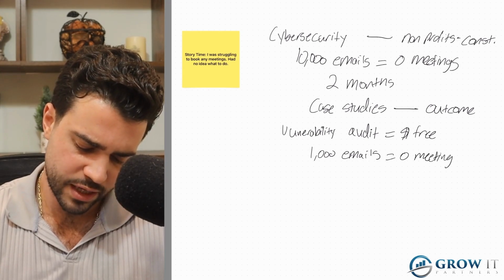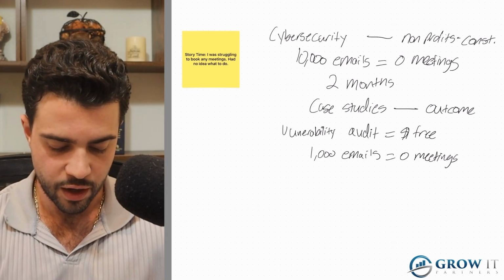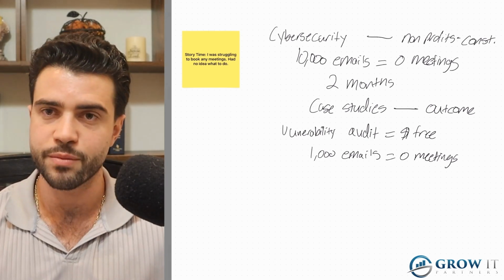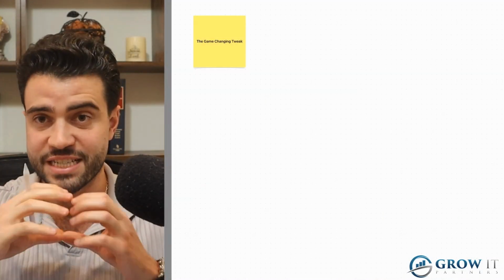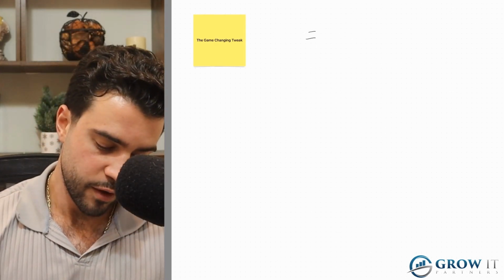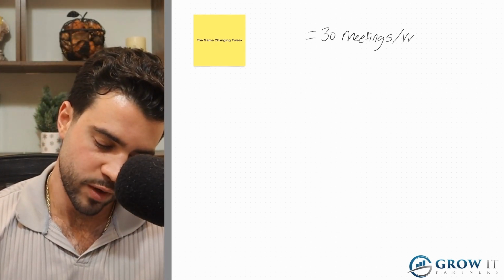And I was baffled. I was like, how? I'm providing value to folks. I'm giving them something with a vulnerability audit that's free, and I'm still booking 0 meetings. And so it was this one game-changing tweak where I went from booking 0 meetings for my client to booking 30 meetings a month. And what was it?